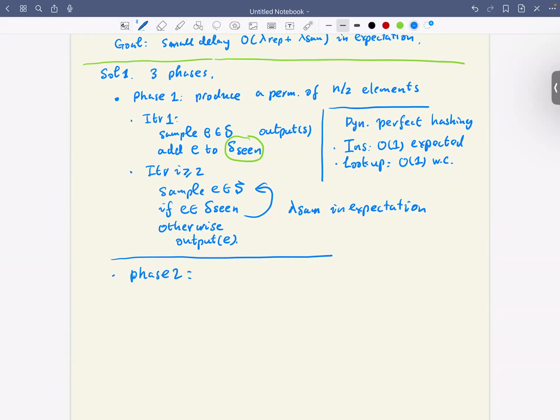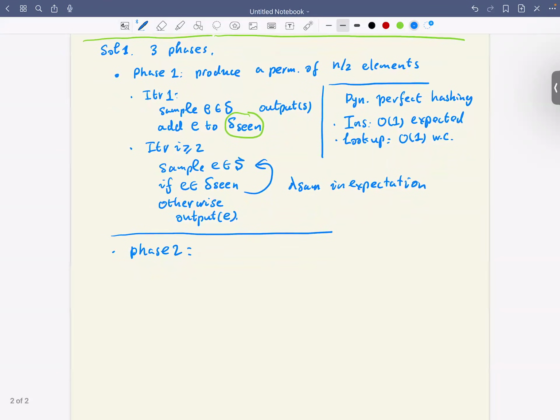Now let's look at phase 2. Phase 2 is going to incur a long delay. This is a heads-up message. It's going to incur long delay, so that's why this is not the ultimate solution we want. In fact, in phase 2, I'm not going to produce any new element at all. I will simply retrieve the entire S.